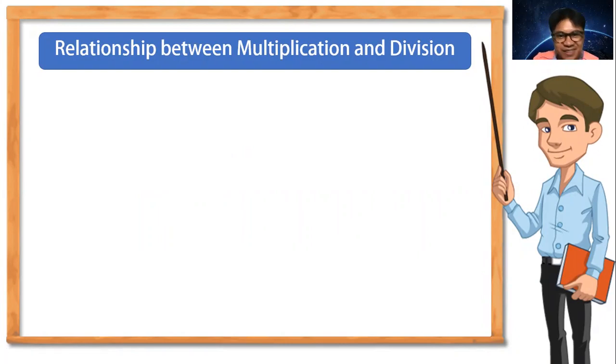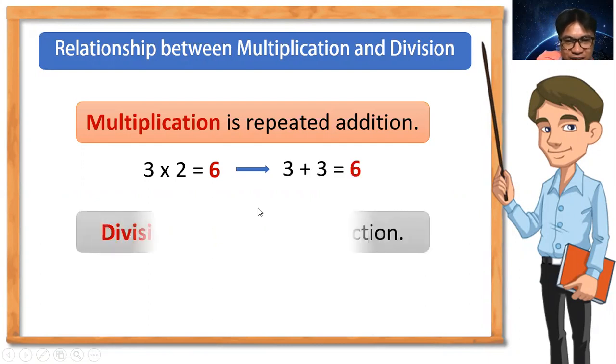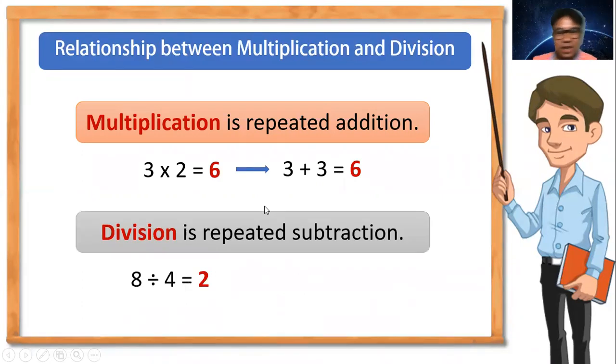multiplication and division. As we have learned already, multiplication is a repeated addition. So let's say for example, 3 times 2 equals 6. So repeated addition, 3 plus 3, because there are 2 3's here. 3 times 2, so 3 plus 3 equals 6. That's multiplication. It's a repeated addition. So division is a repeated subtraction.